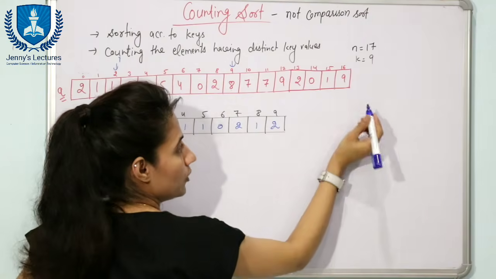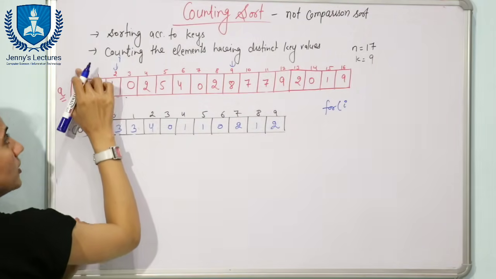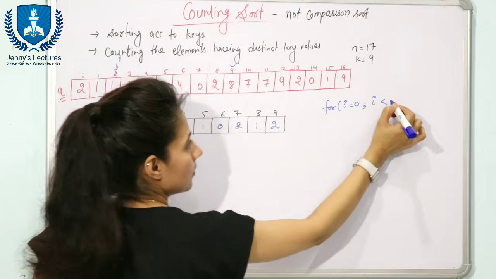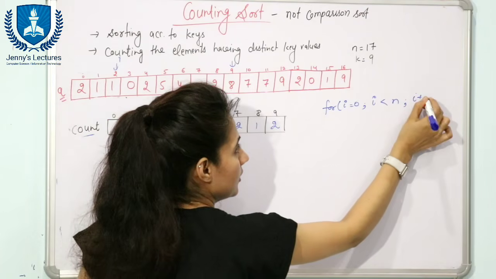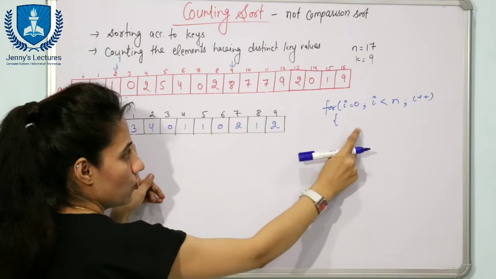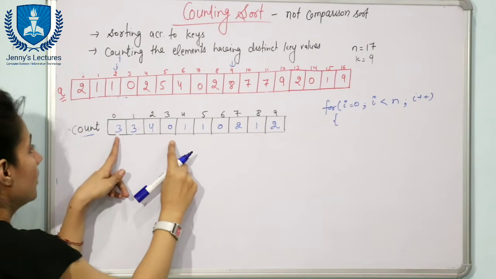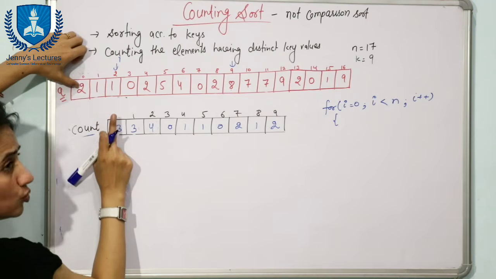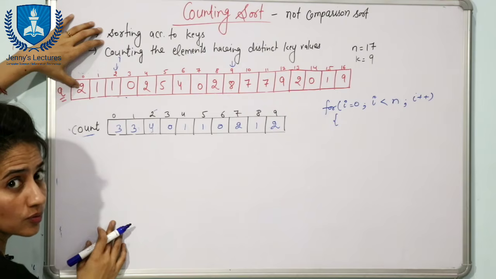We are going to take one for loop. We are going to take one variable I starting from 0, and I would move till less than n, or you can say less than or equal to n minus 1. N is 17, and I plus plus. Now how to fill this count array? You are going to write code to increment the count array value. First of all, you have just checked this value, that is 2, and you have gone to the index 2 and then incremented this value.